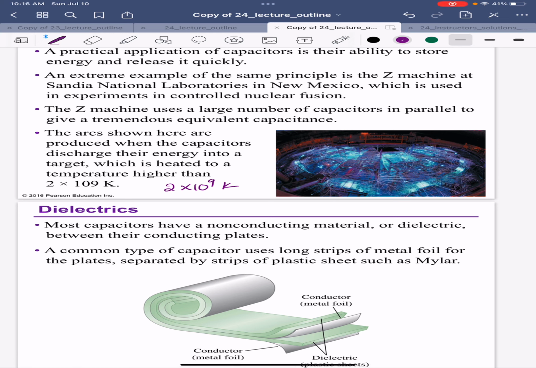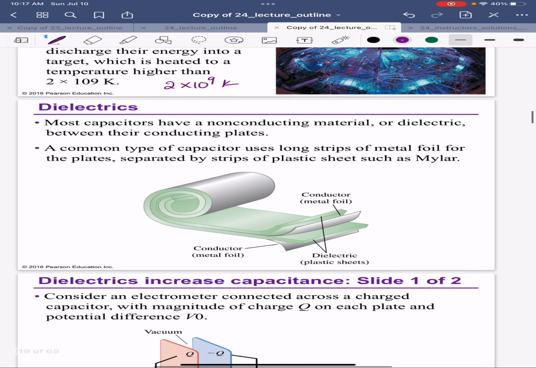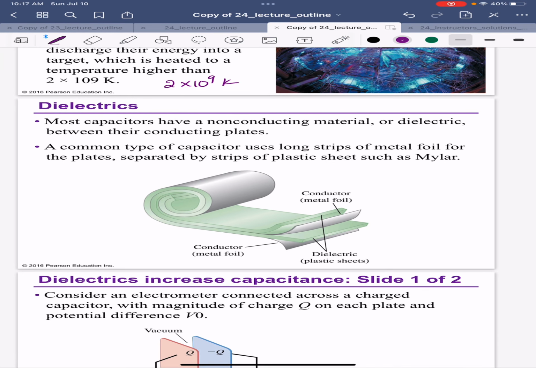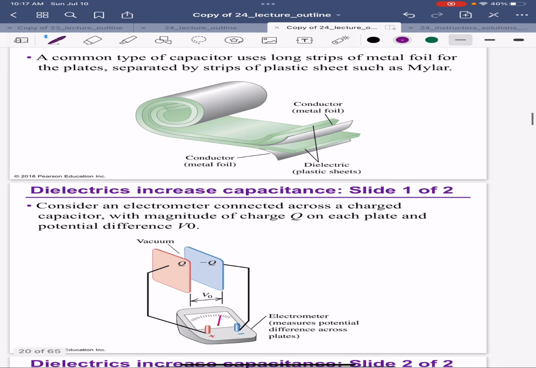Now, most capacitors have something between the plates. We call it a dielectric, so that they will be able to store more energy. These dielectrics are non-conducting materials, and some of them use long strips of metal foil for the plates, separated by strips of plastic sheets, such as Mylar, or different materials.